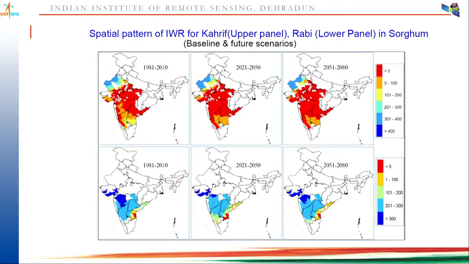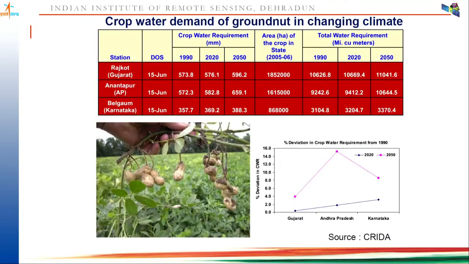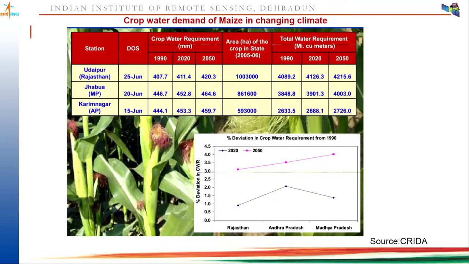But we can restrict this rise in the water requirement by curbing greenhouse gases through regenerative agriculture, or through adoption of renewable sources of energy, more biomass-related energy and so on. So these are certain examples of crop water requirement studies carried out on the ground by the Central Research Institute for Dryland Agriculture, ICAR.